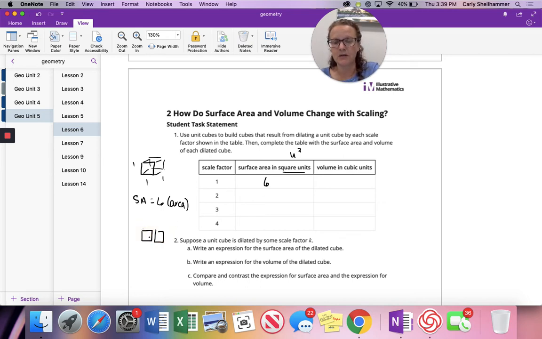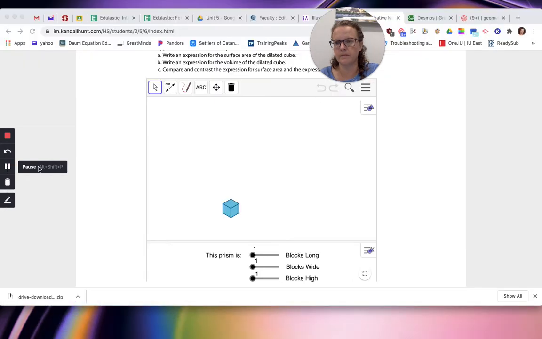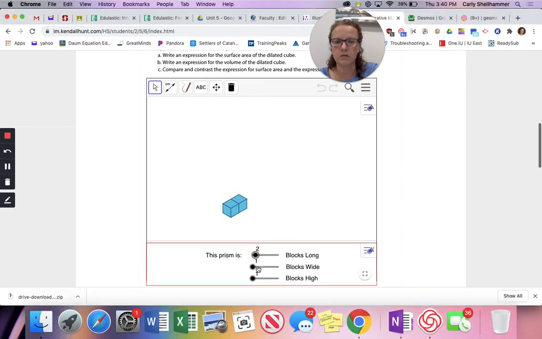So my surface area is going to be not just one of these, but more. Actually, I think there's an applet. Let me go find it. This will make much better sense. So we did a scale factor of 2, so I want this to be 2 blocks long, 2 blocks wide, and 2 blocks high. So what is our surface area?